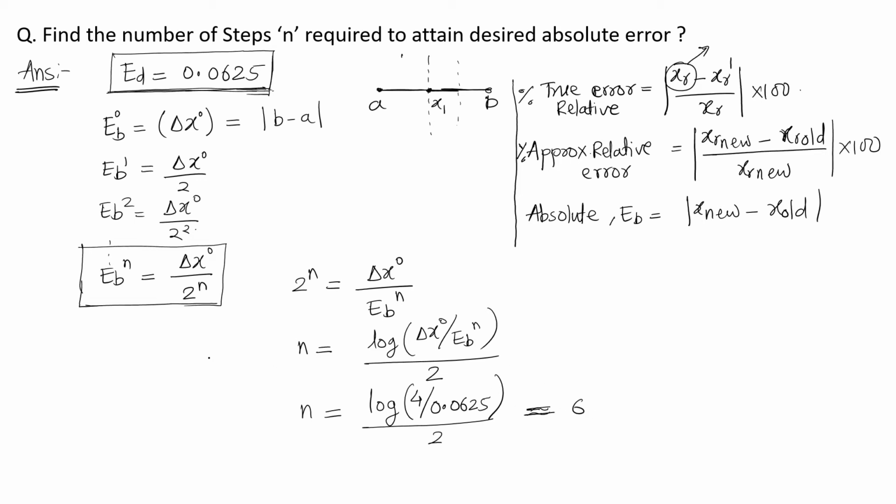So after the sixth step we can get the desired error, or reduce the error below that error in the bisection method. And this is the advantage of the bisection method: we can calculate the number of steps required to reach the desired error.